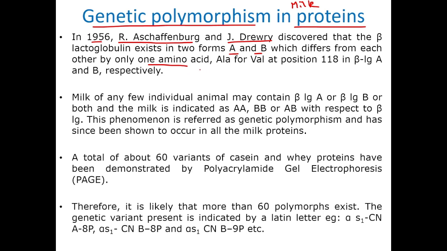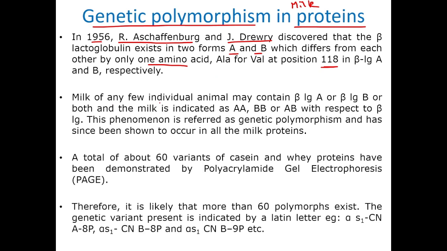So that is the qualitative difference. That is alanine and valine at position 118 in beta-lactoglobulin A and B respectively. So in beta-lactoglobulin A we have alanine, and in beta-lactoglobulin B we have valine at position 118. So this is known as quantitative differences.